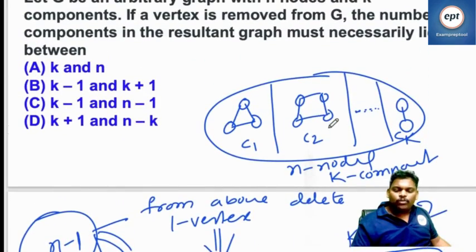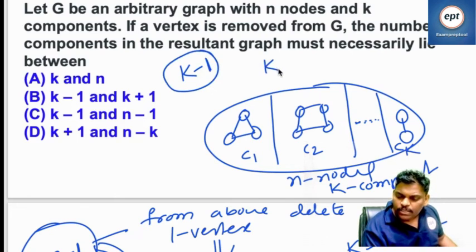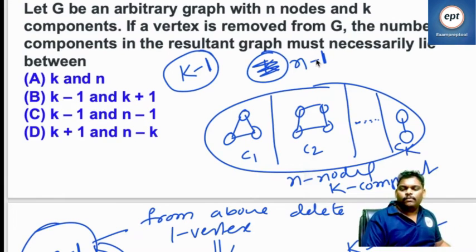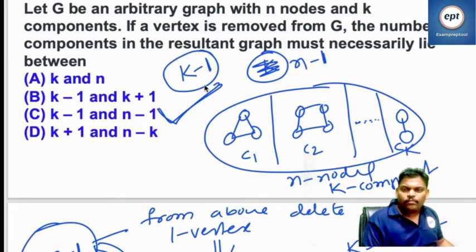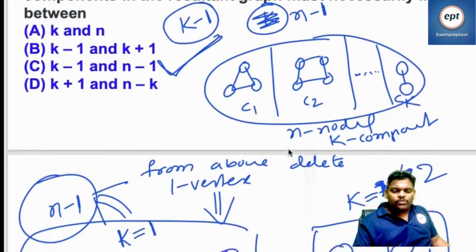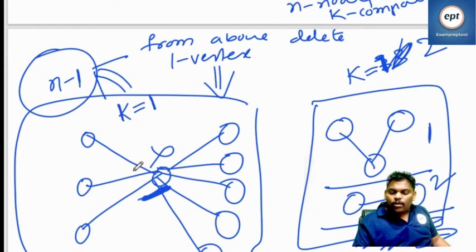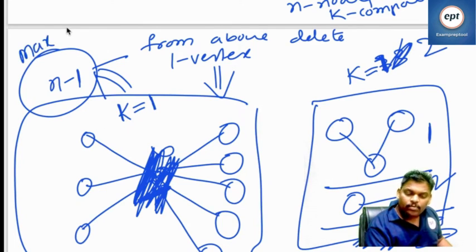So the answer is going to be: minimum, previously k components, becomes k minus 1. Previously k components, now after deletion, maximum is n minus 1. So k minus 1 to n minus 1. How k minus 1? See this one. Previously one component. When I delete this one, all became 1, 1, 1, 1. So n minus 1 components maximum. Yeah, star graph. Maximum these many.